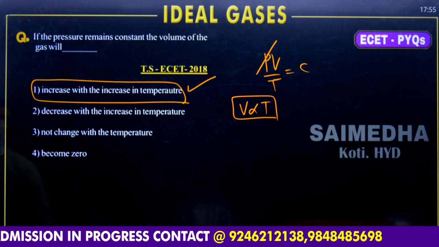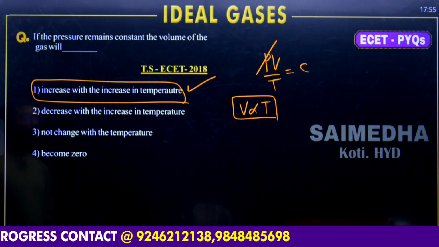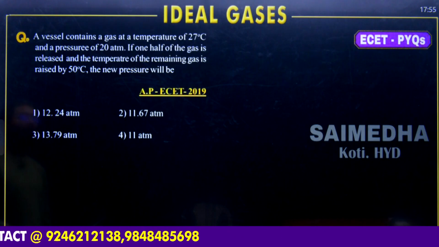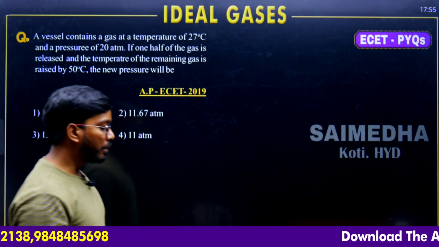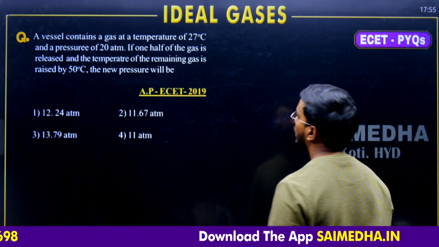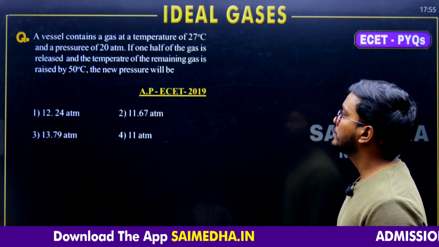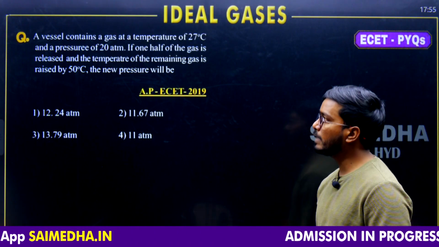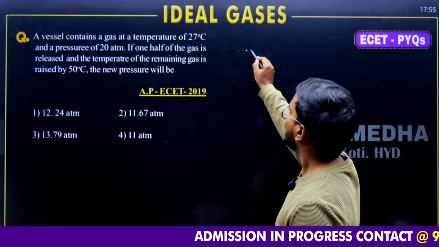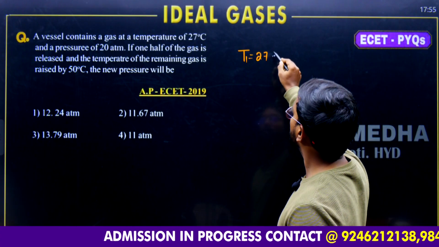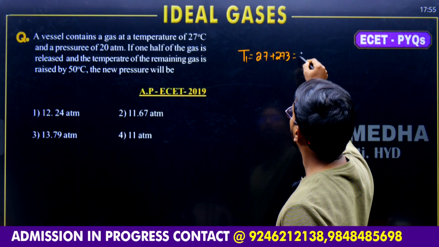Go through it, very simple. Moving on to question number 9. A vessel contains a gas at a temperature of 27 degrees Celsius. T1 is equal to 27 plus 273, that is 300 Kelvin.